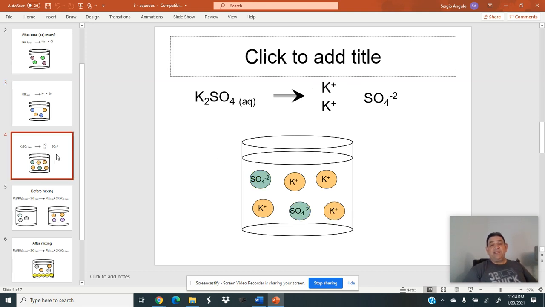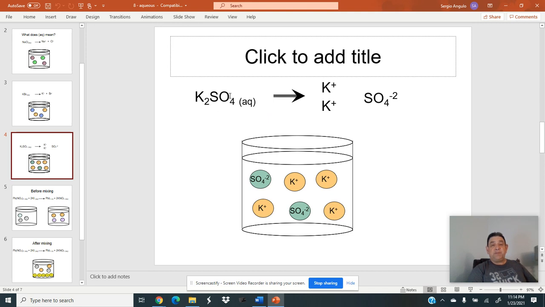Potassium sulfate, when it's aqueous, is sulfate ions, SO4 being a polyatomic ion, and potassium ions. Remember, we talked about this yesterday: not all subscripts are created equal. Some subscripts are part of a polyatomic ion. Some subscripts are there because of the charge and the number of ions that have to be present to make the ionic compound balance out.